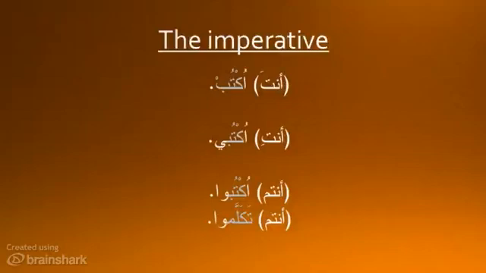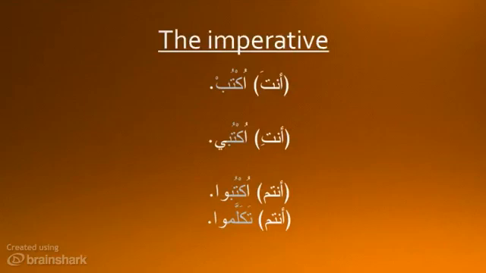The imperative is the verb conjugation you use to tell someone to do something. Take the stem of the present tense verb and add a prefix and maybe a suffix. Uktub, uktubi, uktubu. If the stem already includes a prefix to the root, like takallama, no need to add another one. Takallamu is the imperative for entum.